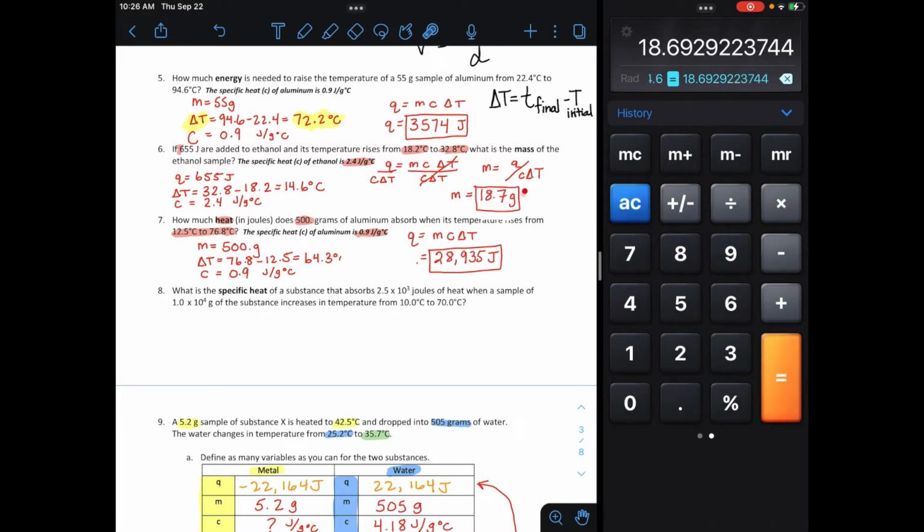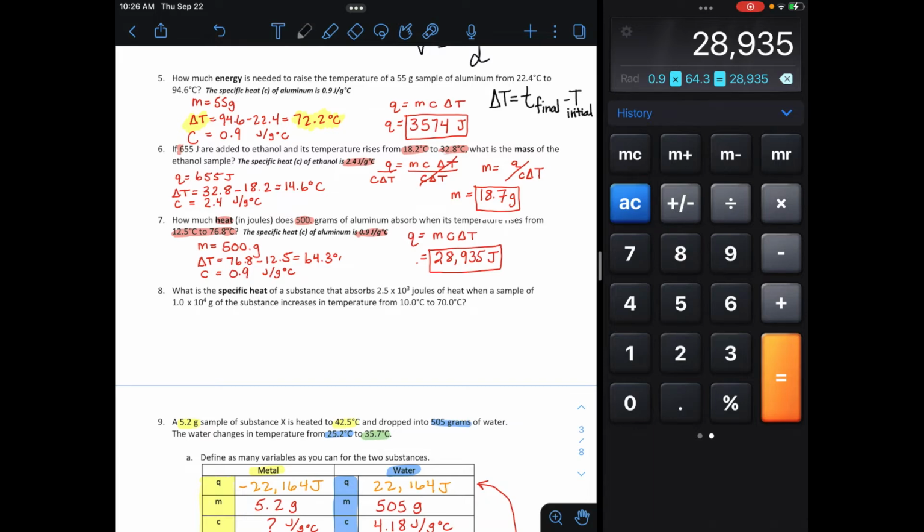When it spits out my answer, we can just, like I said, round it for now to whatever. We will talk about rounding a little bit later in chemistry. Right here, when I'm doing this one in my calculator, this is simple multiplication. The mass is 500 grams times the specific heat is 0.9 times 64.3, which is going to give me this number you see here, 28,935. I suggest you stop it at this point and try the next one if you haven't done so already.